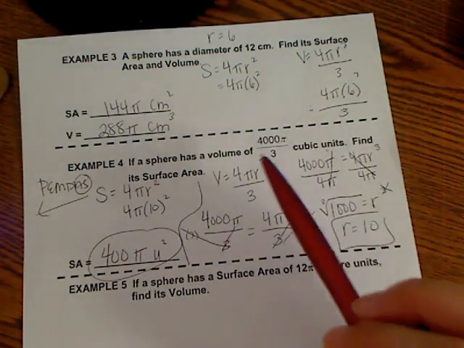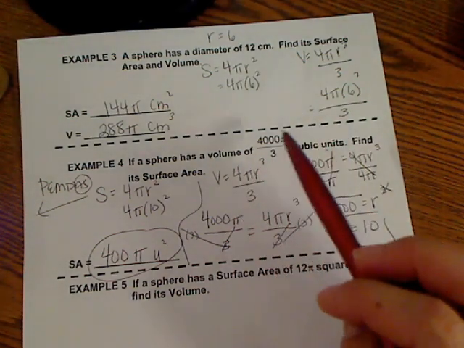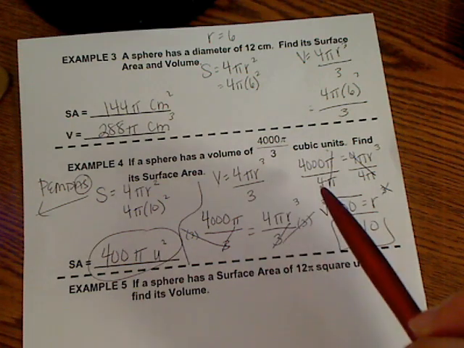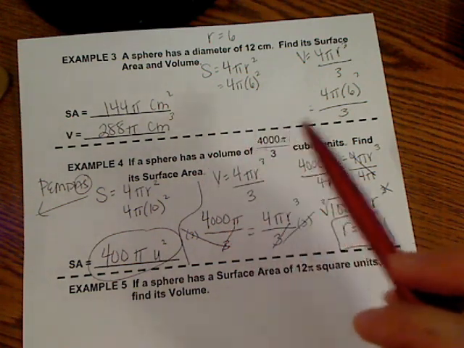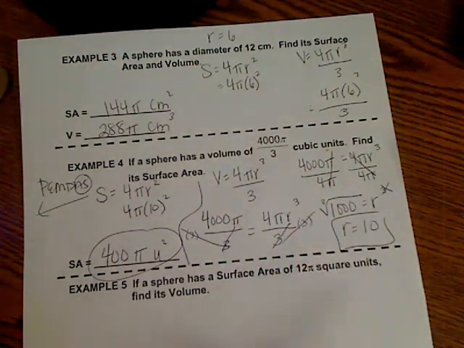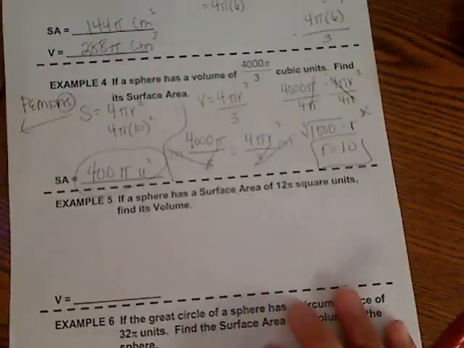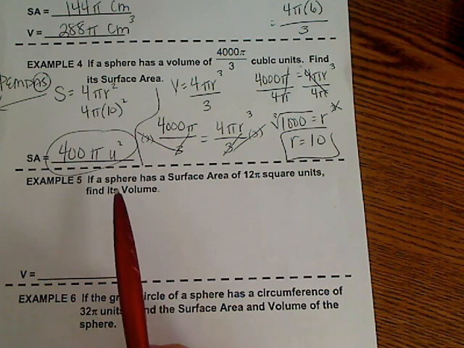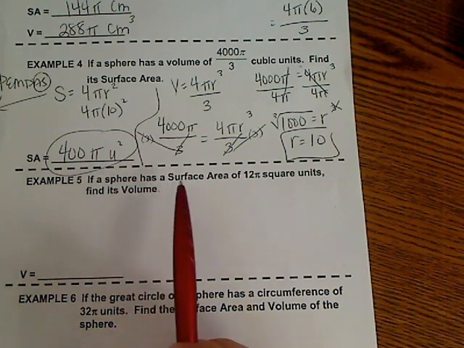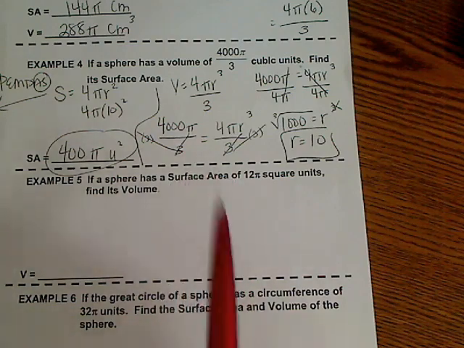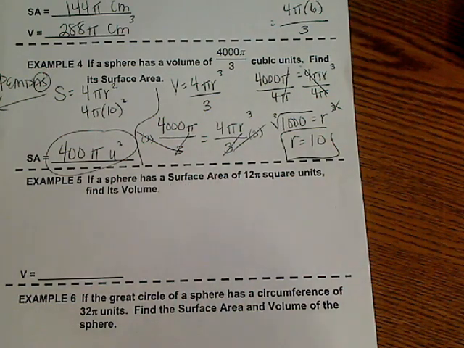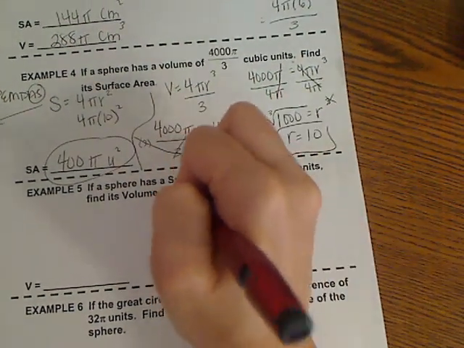So whatever they give you, if they start off with giving you volume, you start off with the volume formula. If they start off giving you surface area, you start off with surface area first. Okay, depending on what they're giving you. All right, so here they give me what? The surface area, we want to find volume. So what are we going to start with? The surface area, right? Yes.